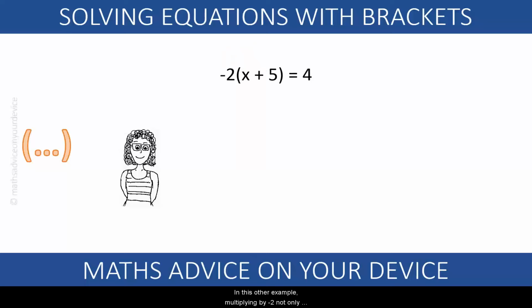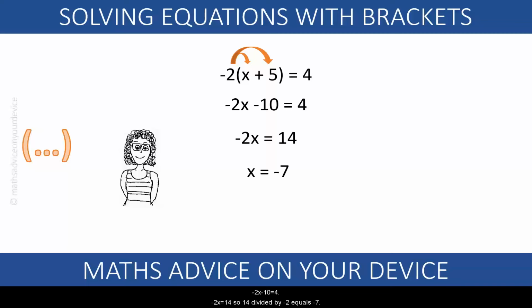In this other example, multiplying by -2 not only doubles each term but also changes its sign. Minus 2x minus 10 equals 4, so minus 2x equals 14. Dividing 14 by -2 gives us -7.